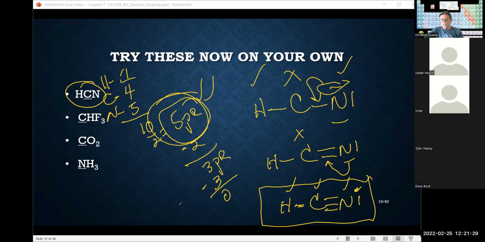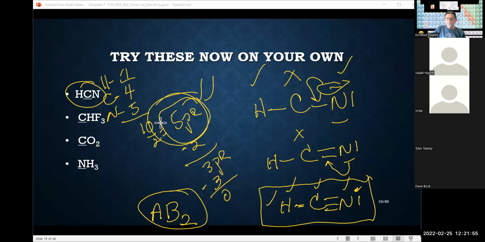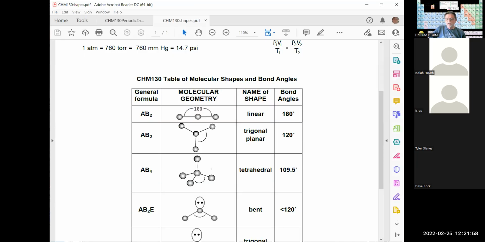Now, we do the general formula, okay? Carbon is A, and then we got B, which is 2, because hydrogen and nitrogen are bonded to the central atom. We don't have any lone pair on carbon, so there's no E, okay? And so that's our general formula, AB2. We then look up that general formula on the shapes table. Here's AB2 right there, okay? That's a shape. So here we got carbon in here, nitrogen right there, and hydrogen right there. Its geometry is linear, okay?